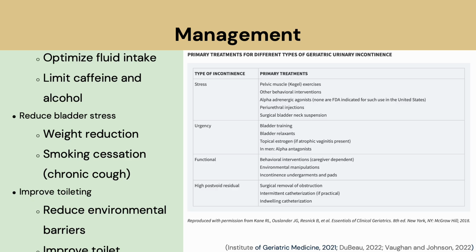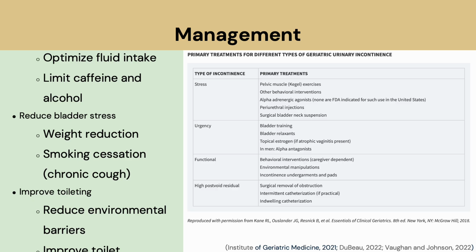First one is reduce urine production, which is to encourage patients to optimize rather than simply restrict their fluid intake, and advise them to limit caffeine and alcohol because both can increase urine production and irritate the bladder. The next one, reduce bladder stress by encouraging weight reduction in overweight or obese patients, and smoking cessation because it can cause chronic coughing, which can increase intra-abdominal pressure and worsen stress UI.